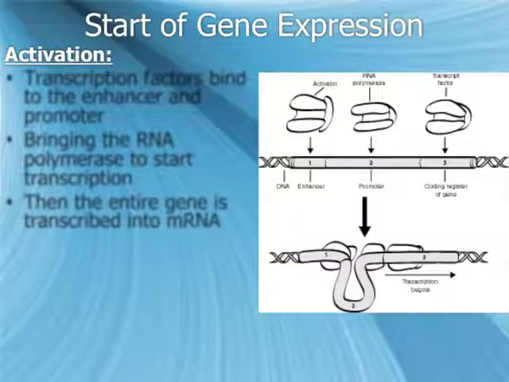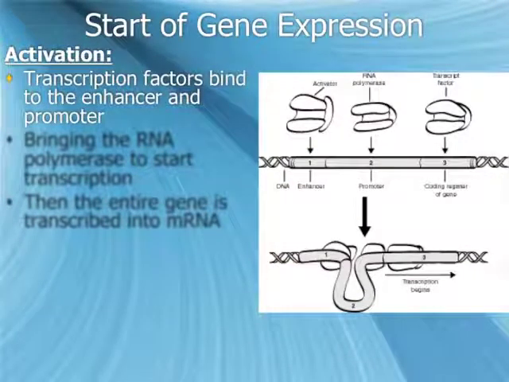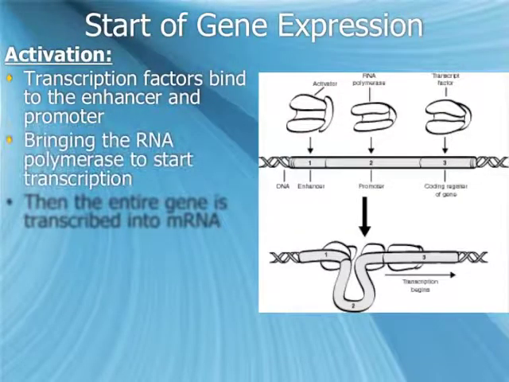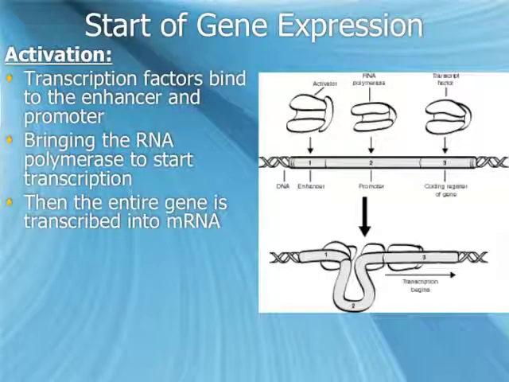So basically, when activation occurs, transcription factors bind to the enhancer and promoter, and as you see in the picture, it brings the RNA polymerase to the beginning, to the promoter, to start the coding. So the enhancer and the promoter do not have to be next to each other. In order for this to happen, they can actually bend, because if you remember, prokaryotic DNA is circular, ours is just one long strand, so it can bend and move on top of itself. So then RNA polymerase starts transcription, and the entire gene is transcribed into an mRNA strand.